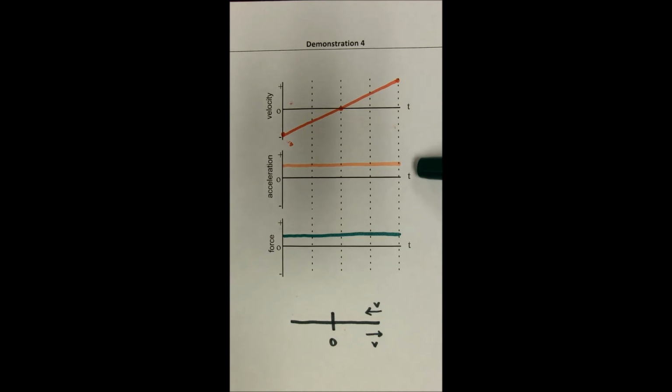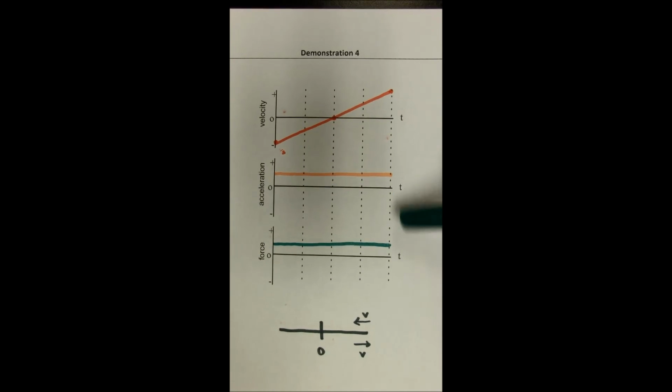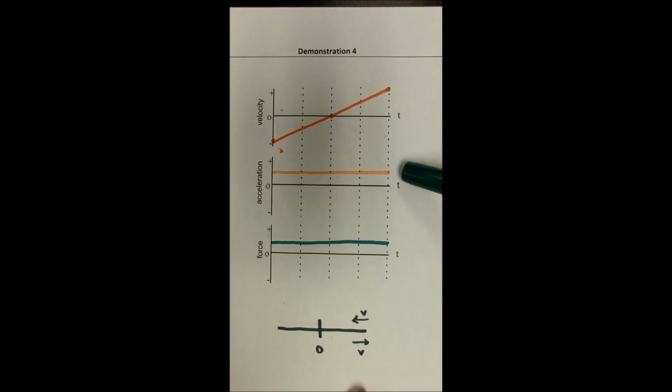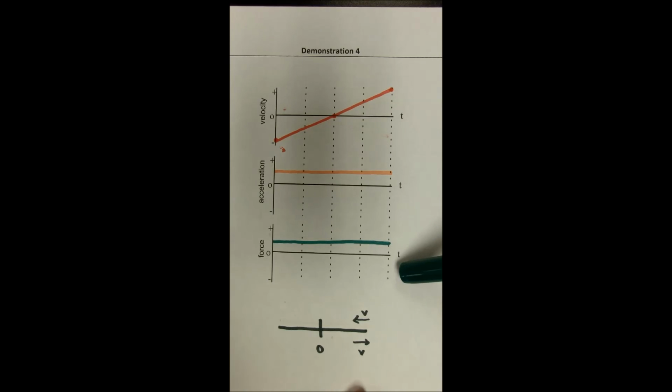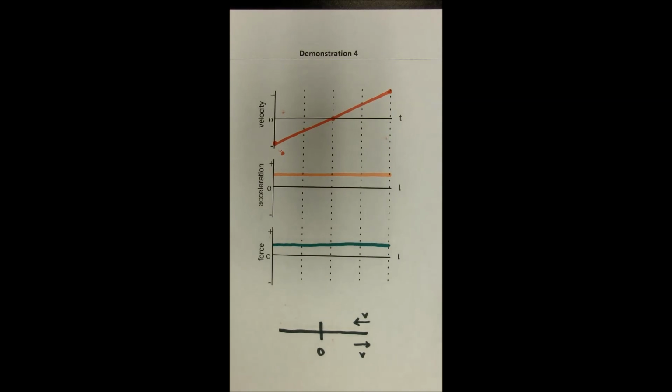So then my acceleration and my force are really dependent on one another. And they show the directionality of one another based on what you see. If the acceleration is positive, that means that your net force is positive. If the acceleration is negative, then your net force is negative.